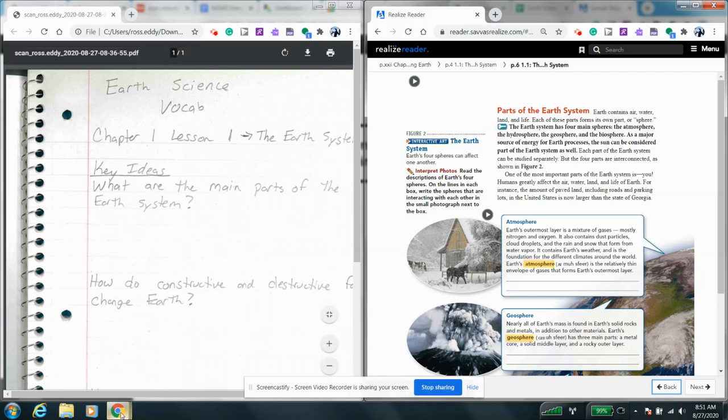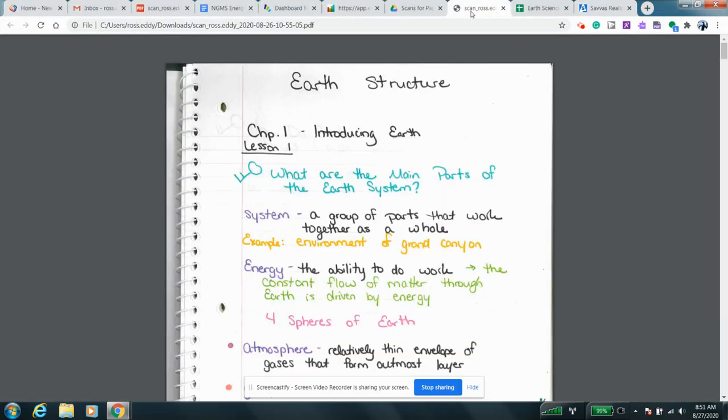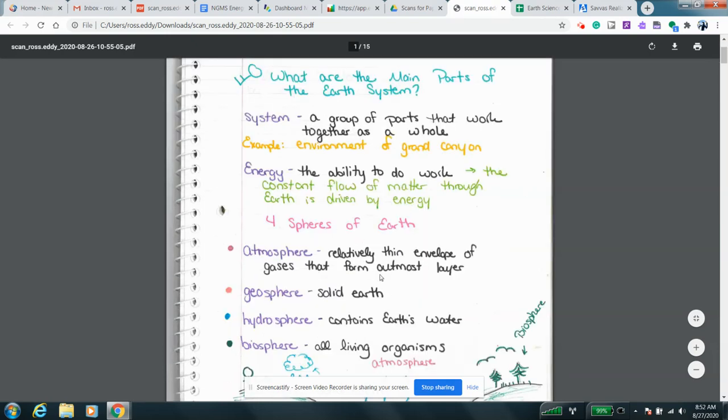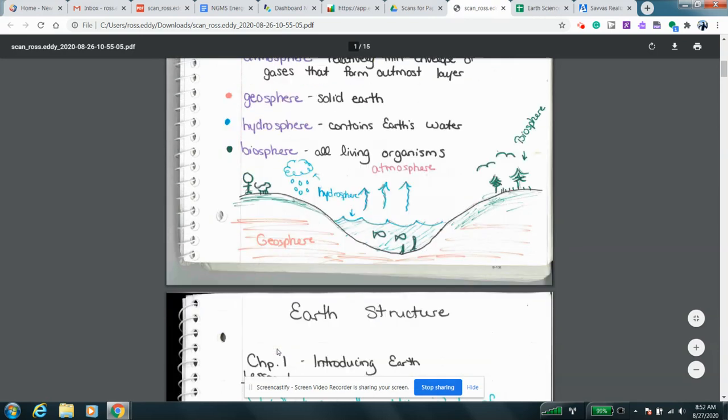All right. So what in the world would this actually look like when it's all said and done? I'm going to show you what Mrs. Kovach did. So here's her pretty version. Notice the colors. Notice she has the key idea. She even wrote a key. Chapter 1, Introducing Earth, Lesson 1. What are the main parts of the Earth system? And then she has the definitions here. And then there are 4 spheres of the Earth. Then she went down and she drew a picture. So you have the hydrosphere, the atmosphere, the biosphere, and the geosphere. You are going to be learning about what those are.